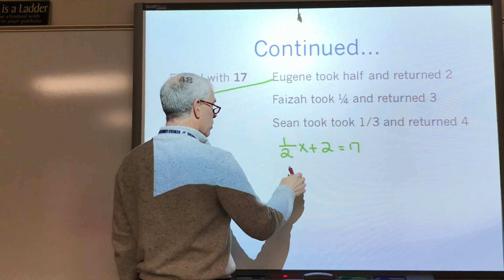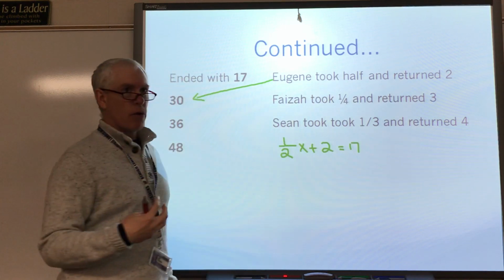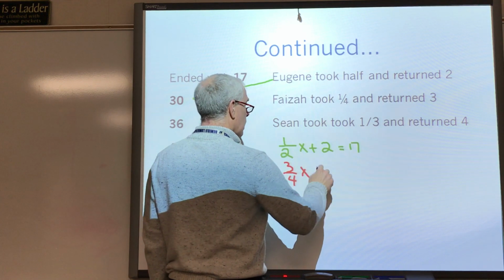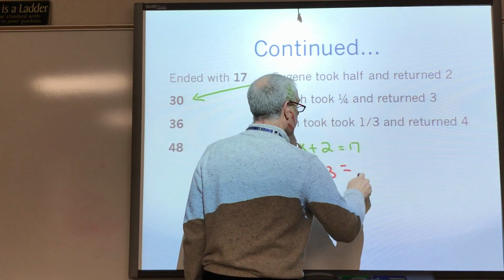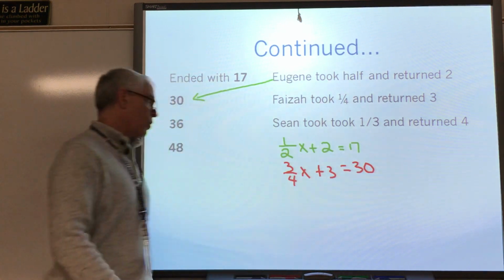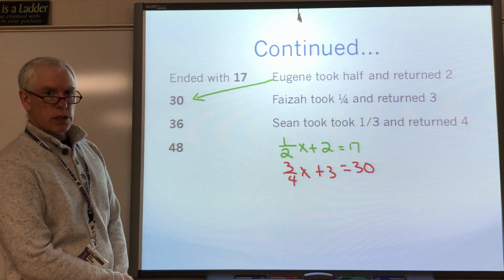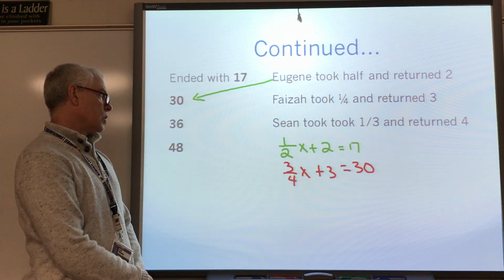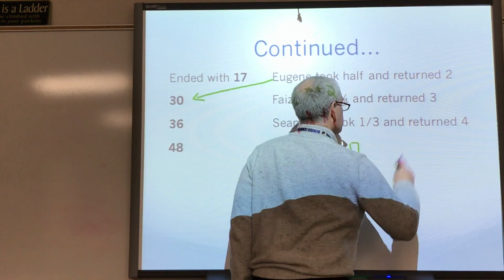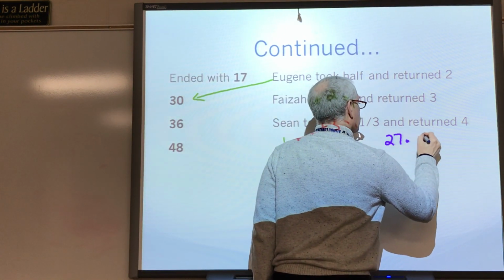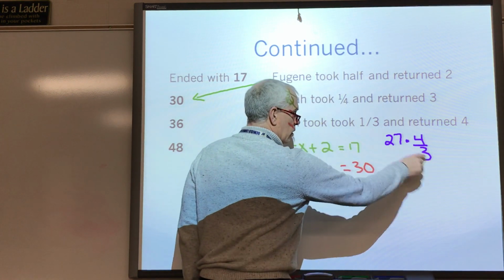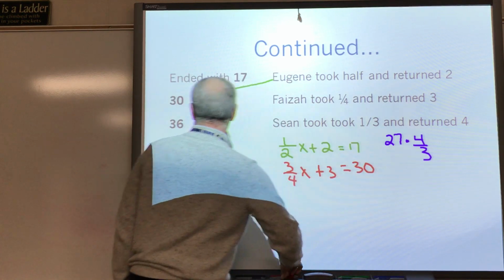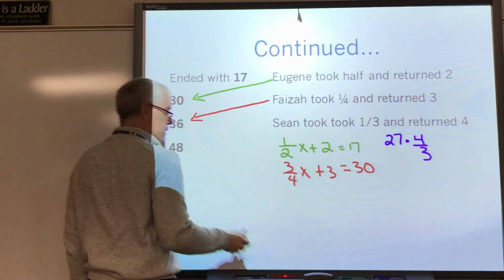Faija took 1/4 of what was remaining. Okay, well, if he took 1/4, that means 3/4 was left. This is the part you got to be careful with. And then returned 3 and got 30 out of the deal. Okay, well, if you did your algebra there, you would subtract 3 and you'd get 27. And then to undo 3/4, you'd multiply by 4/3. 27 times 4/3. Okay, 3 goes into 27 9 times, and 9 times 4 is 36. So that puts us at 36 here.